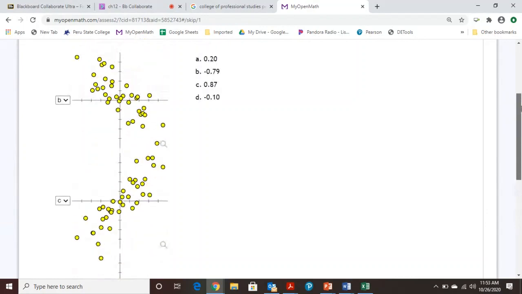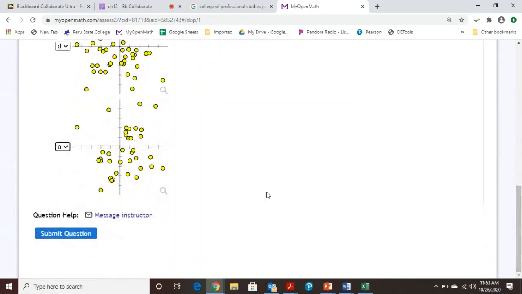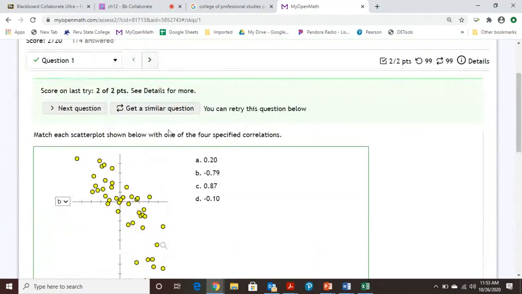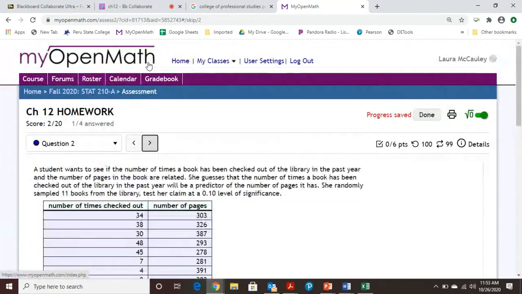What do you think? We try it? I don't know if we're gonna be right or not. Those last two were tricky. Got it. All right, awesome. So start with the most obvious ones first, right? All right, let's look at this one.